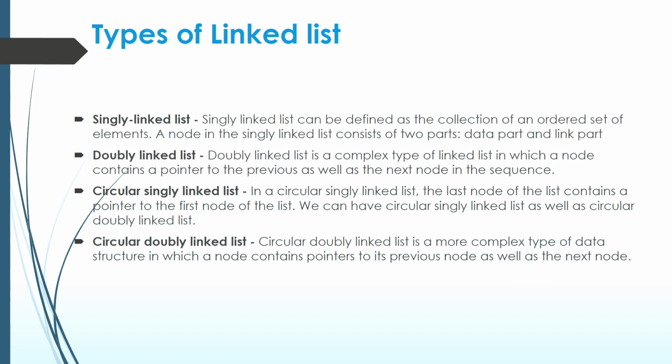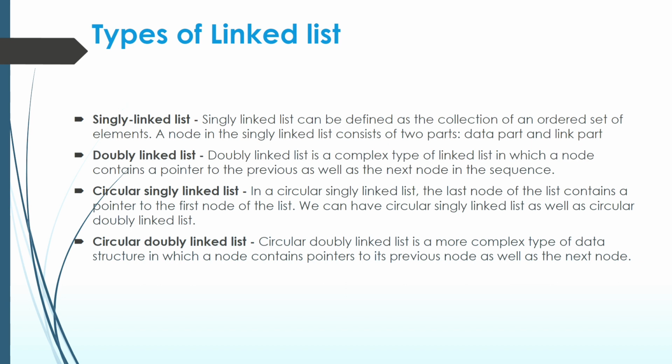Then the third point is circular singly linked list. In a circular singly linked list, the last node of the list contains a pointer to the first node of the list. We can have circular singly linked list as well as circular doubly linked list.